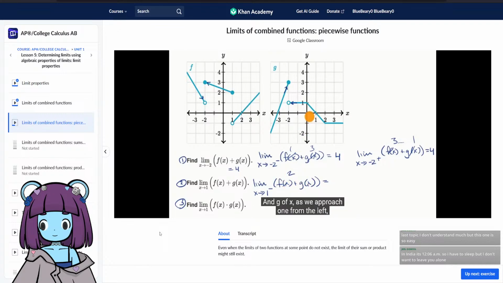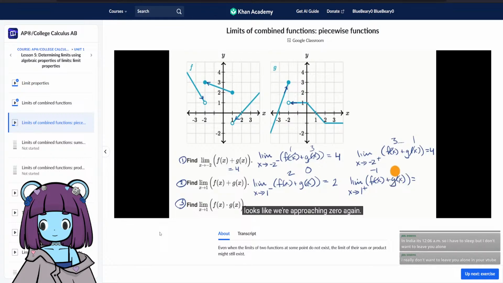Approaches 2. Zero. Get 2 as it approaches 1 from the left side. -1, they're different.